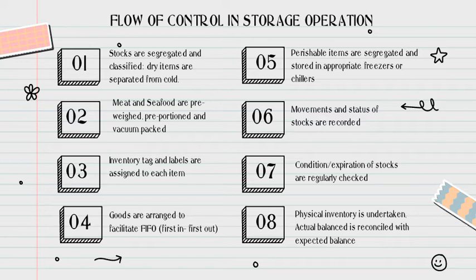Then, perishable items are segregated and stored in appropriate freezers or chillers. Movement and status of stocks are recorded. Condition and expiration of stocks are regularly checked. Physical inventory is undertaken. Actual balance is reconciled with expected balance. So, this is the flow of control in storage operation. When you have stocks, you need to follow this flow so your items or goods will not be contaminated.